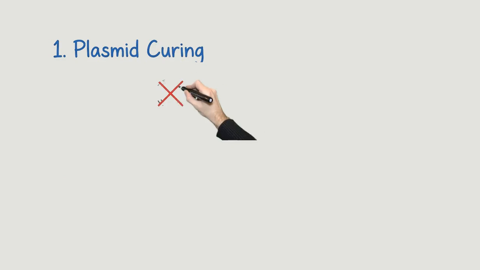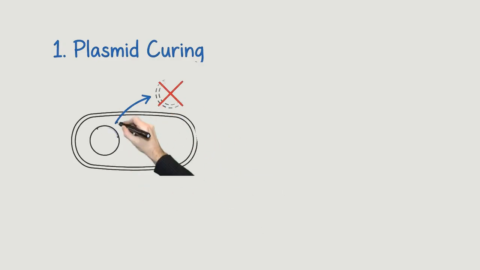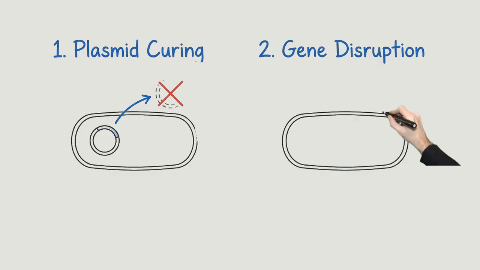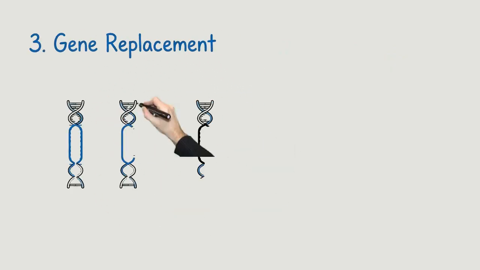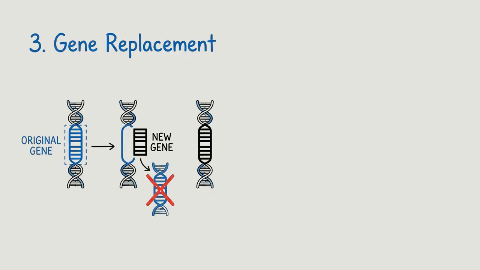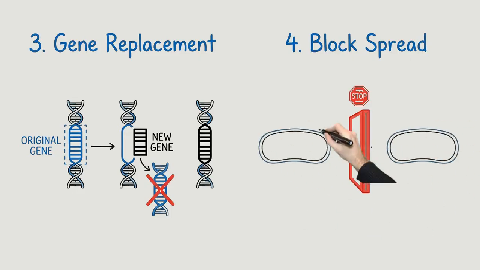First, plasmid curing. If CRISPR cuts an essential part of a resistance plasmid, that plasmid is lost. Without the plasmid, resistance stops spreading. Second, gene disruption. The bacterium survives, but the resistance gene no longer works, so the cell becomes susceptible again. Third, gene replacement. The resistance allele is overwritten with a susceptible version, actively editing the population back towards sensitivity. Fourth, blocking further spread. You can target genes needed for plasmid transfer, trapping resistance so it can't move.